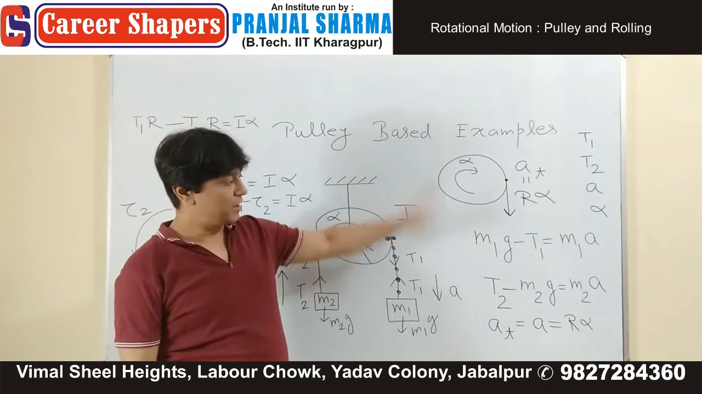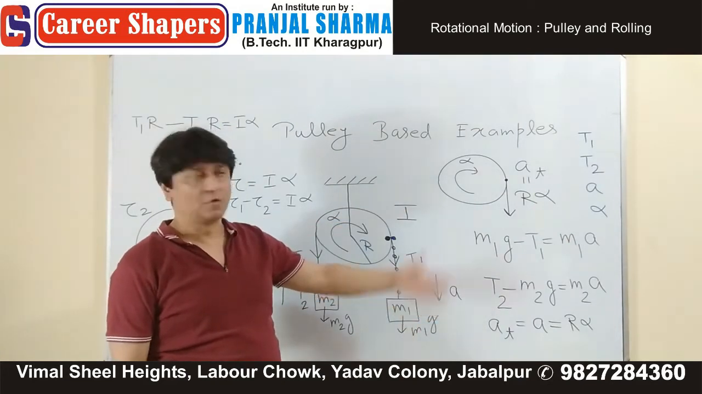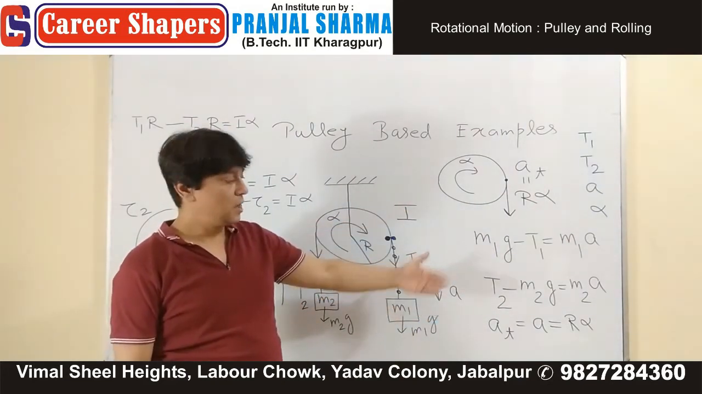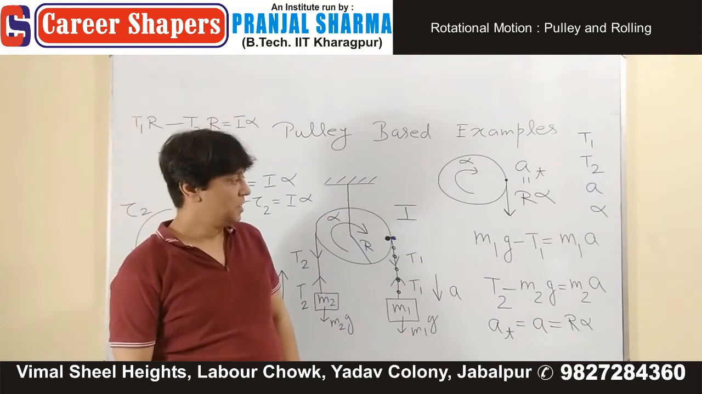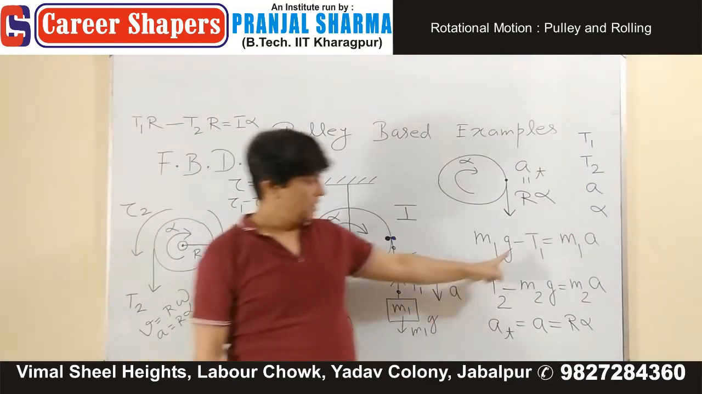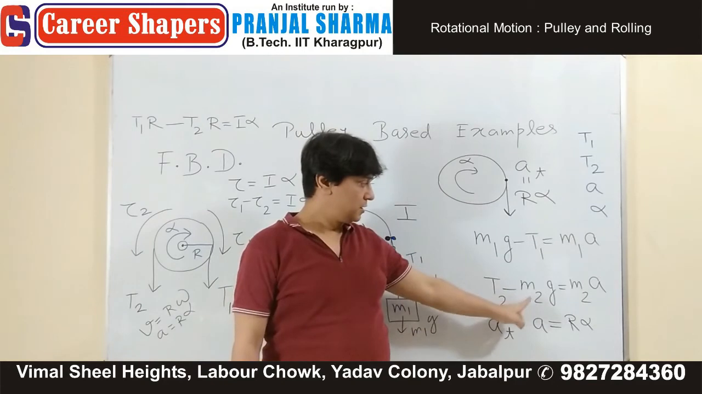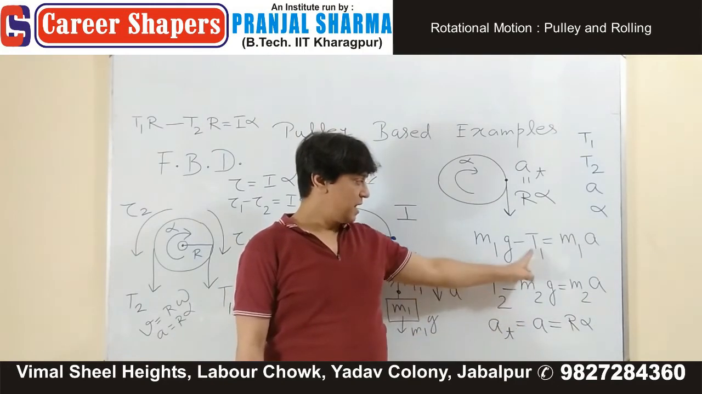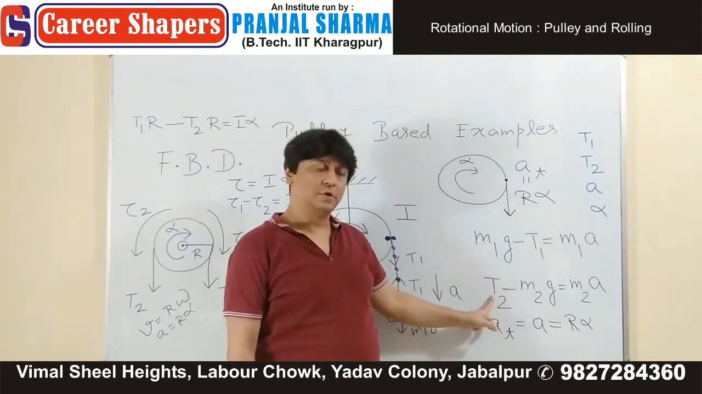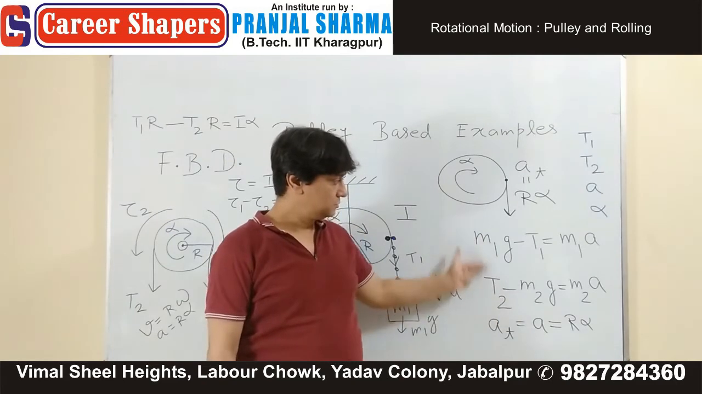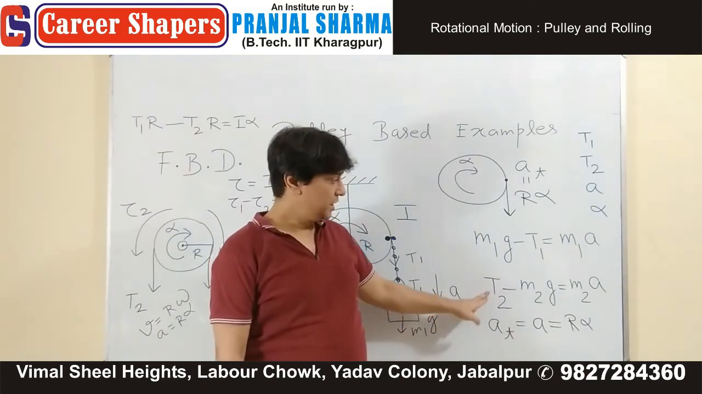So you've got four equations, four unknowns. How do you solve them? Well, look here. This is minus T1, this is T2. If you add these two, you get what? T2 minus T1.